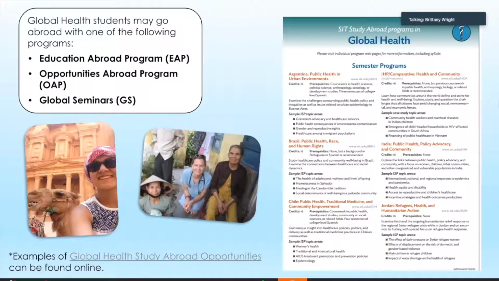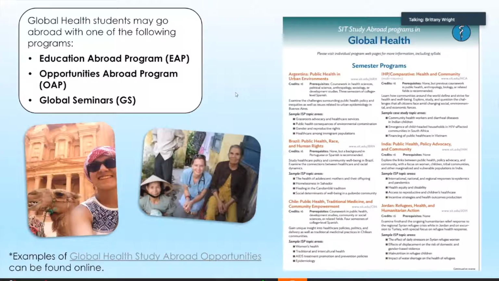Then there's Opportunities Abroad, OAP. For global health, there are a lot of OAP programs, and they're really designed for it. SIT Study Abroad is one example. They have very specialized global health programs for students with course credit. So for instance, public health and urban environments in Argentina. They have India, and public health, policy advocacy and community programs in Chile, Brazil, Jordan.